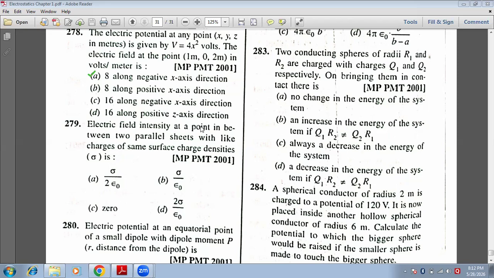Electric field intensity at a point in between two parallel sheets with like charges of same surface charge densities sigma is option A, sigma upon 2 epsilon naught, option B, sigma upon epsilon naught, option C, 0, option D, 2 sigma upon epsilon naught. Correct answer, option C, 0.